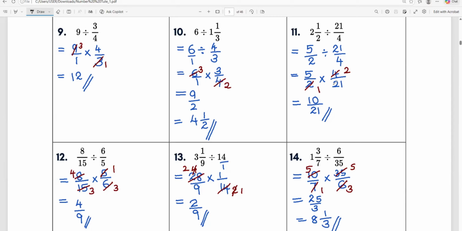Check your answers. Ninth one, answer is 12. 10th one, 4 1 over 2. 11th one, 10 over 21. 12th one, 4 over 9. 13, 2 over 9. 14, 8 1 over 3.